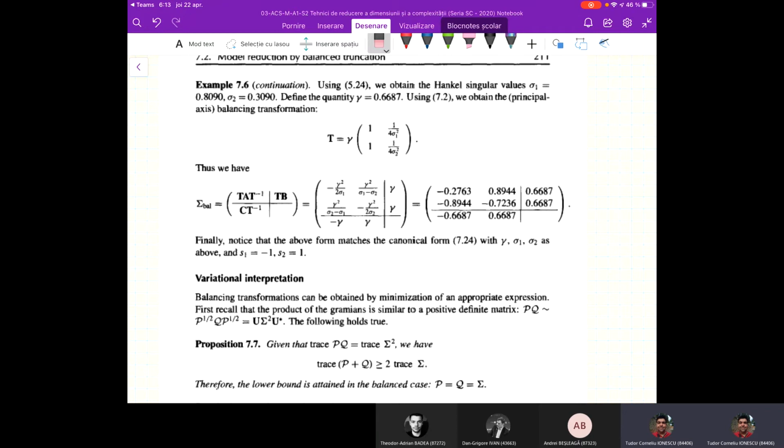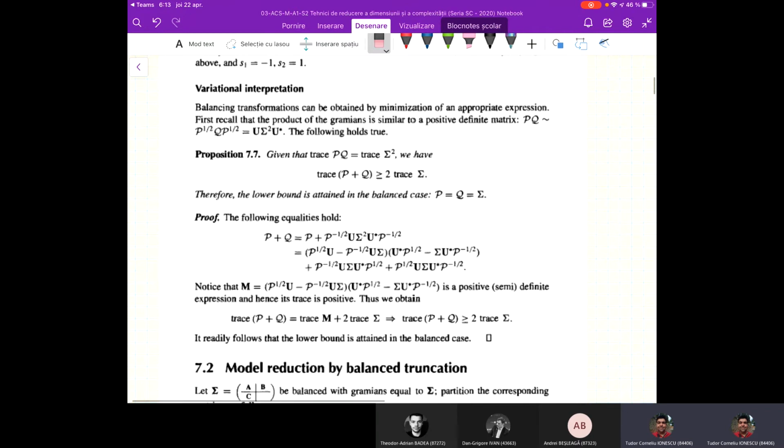And here you have a continuation of the example explaining to you how these things work. And you also have a variational interpretation of the things. So this is very interesting.